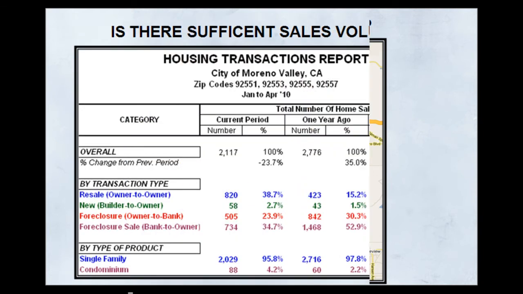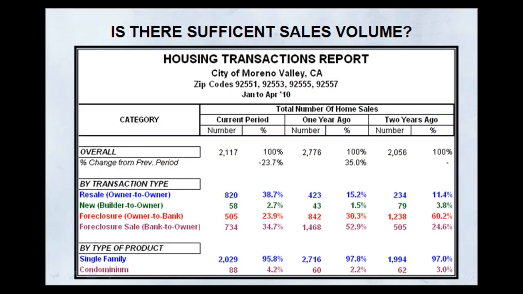What we'd like to look at when we analyze any market area is, is there sufficient sales volume? And you can see in this particular market for a 4-month period for 2010, 2009, and 2008, there's more than 2,000 sales in a 4-month period here, year over year. If you go down, most of the market activity presently is in resales. That's owner-to-owner activity, where we had 820 sales in the past 4 months.